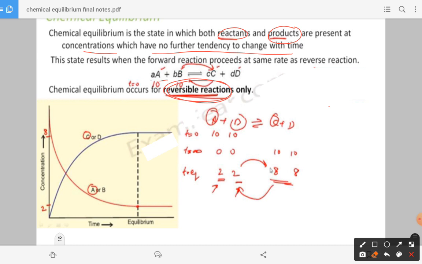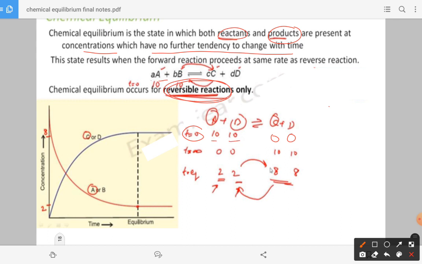Now let us see an example, A + B gives rise to C + D. Here I am taking time t equal to 0, that is, initially. Assume that we have 10 moles of A and 10 moles of B. Initially C and D are 0, because at the initial condition you are not going to get the product directly. At t equal to 0 the reaction has not yet started, so you have 10 moles of A and 10 moles of B.